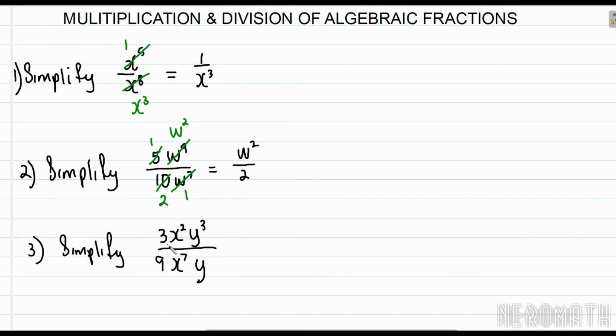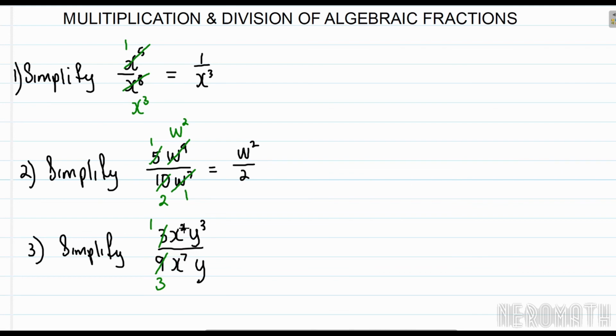In question 3, we have 3 multiplied by x squared multiplied by y cubed divided by 9 multiplied by x to the power of 7 multiplied by y. So first I'm going to cancel the numbers. So I'm going to say 3 into 3, 1, and 3 into 9, 3. Then I look at the terms with the same base. So I'll have x squared with x to the power of 7. And obviously x squared is smaller than x to the power of 7.